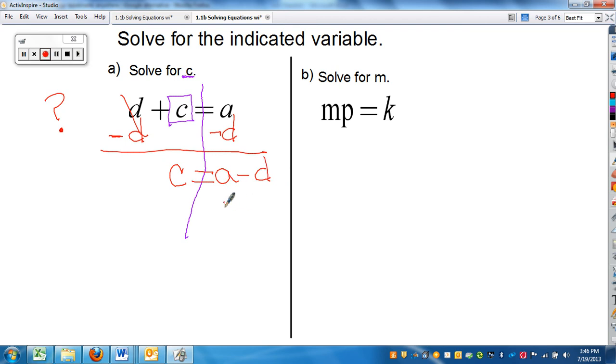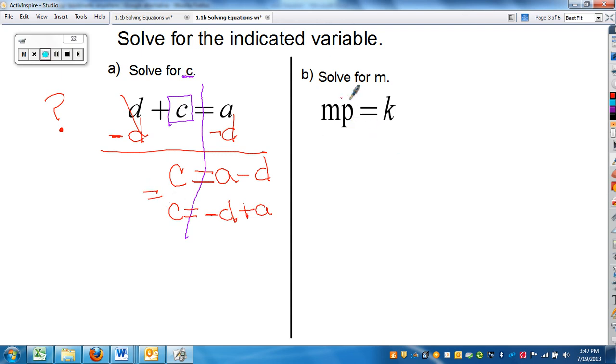One thing I want to point out is that sometimes in math you can write it differently and still be correct. That's one of the beauties in math. There can be multiple representations of the answer. So c can also be written, we can switch these two around. The minus sign goes with d, so it's negative d. And then a is positive plus a. These two are the exact same answer.